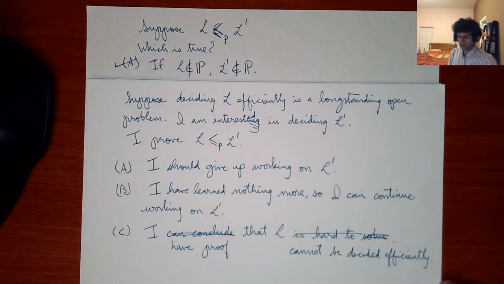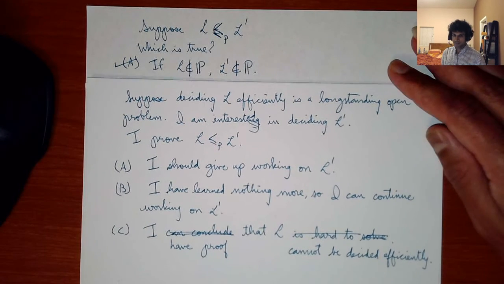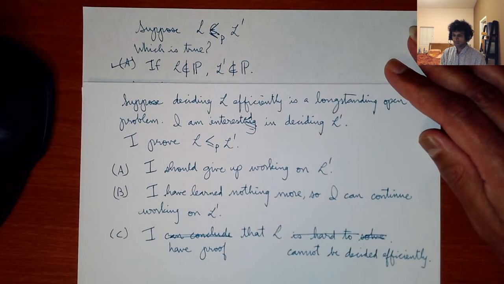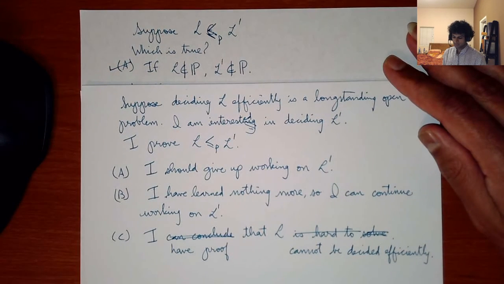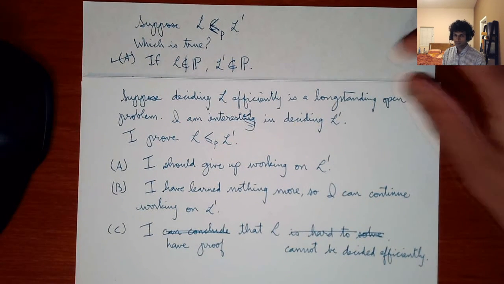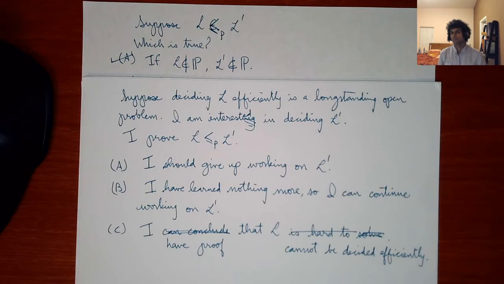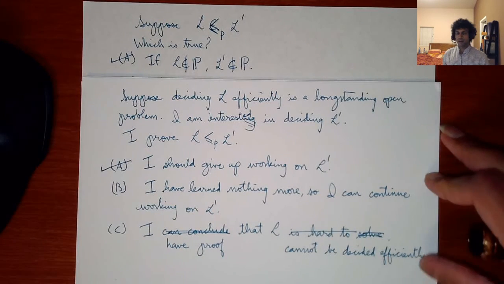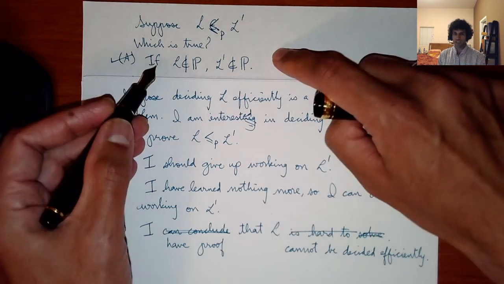Okay, so does someone want to justify their answer? Well, I chose A. Because if L can be reduced to L prime, then that essentially means that if you solve L prime, then you solve L. And the premise of the question was, we don't think we're going to make any headway solving L. That's right. Yeah. So the answer is A. I should give up working on L prime, precisely because of this.